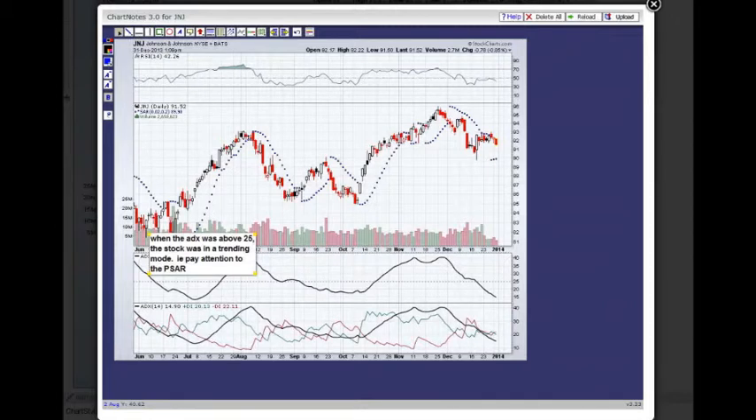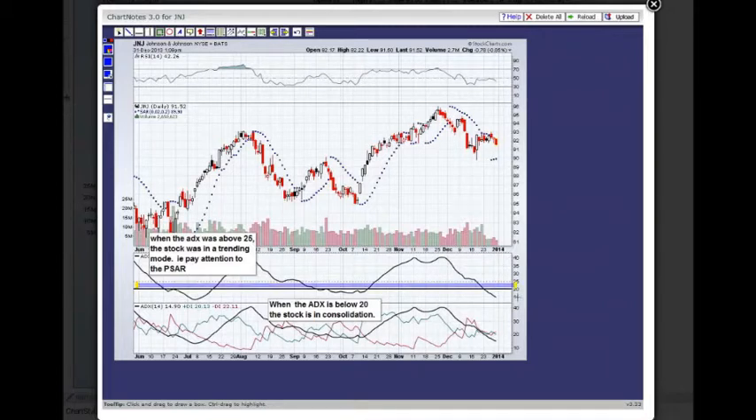Then he says when the ADX is below 20, the stock is in consolidation, or he refers to it as non-trending. The stock's essentially non-trending. Well, you say to yourself, okay, great, easy definitions, but what about this middle ground here between 20 and 25? And he basically says, there's a little ambiguity in between this 20 and 25 area.